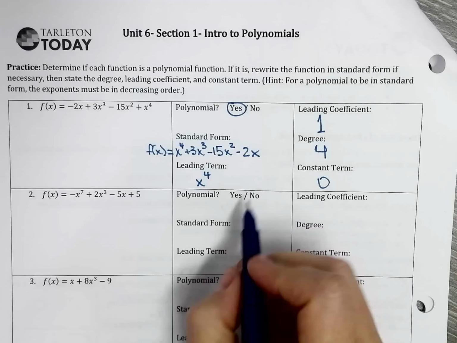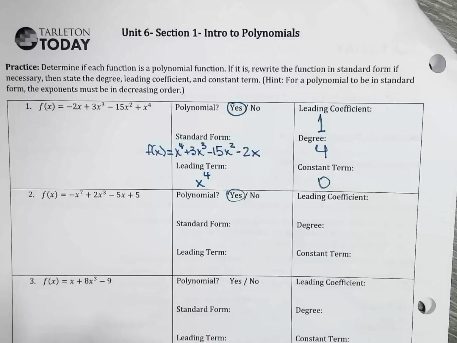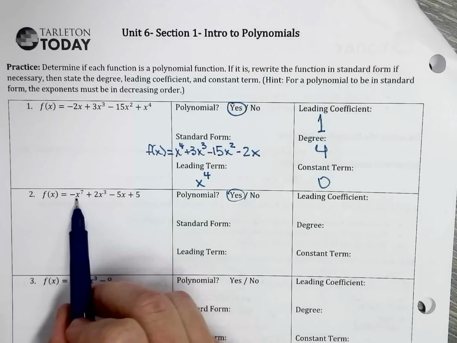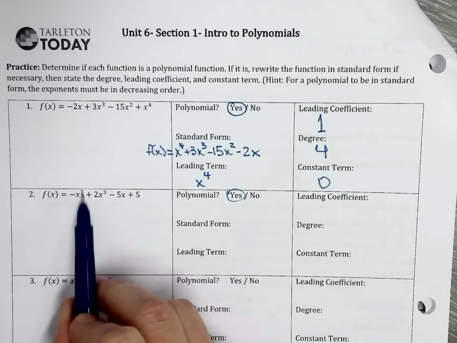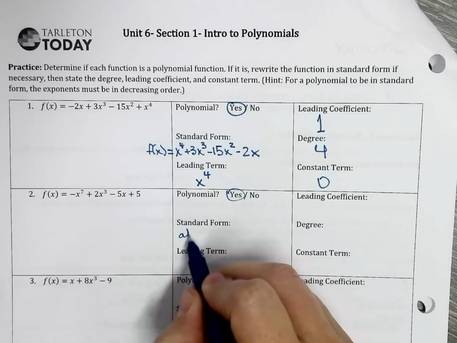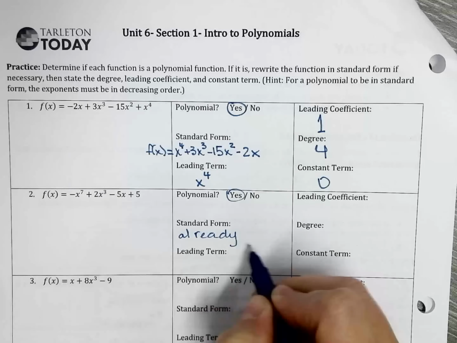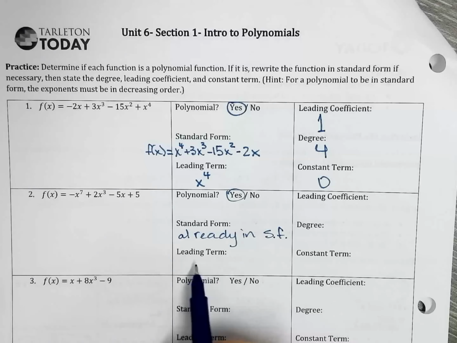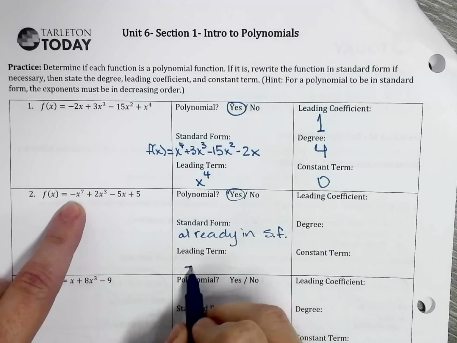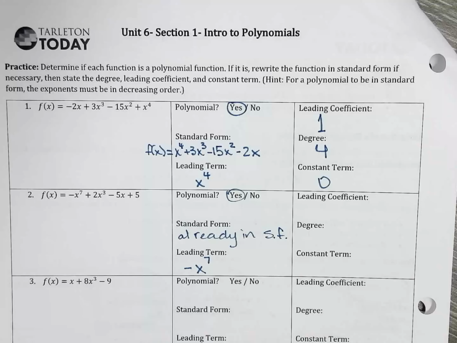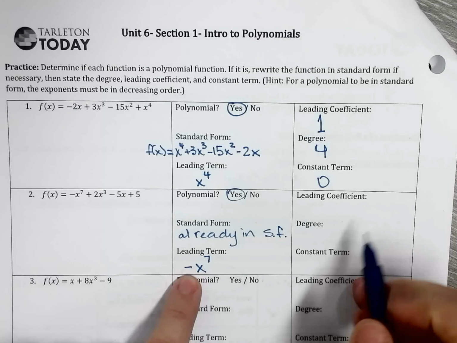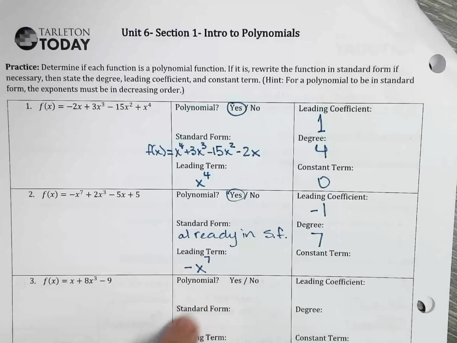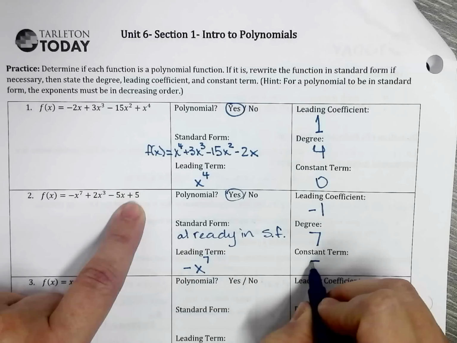The next one, is this a polynomial? Yes, because of what we talked about there. Standard form, we need to check if it's in highest to least exponent. In this case, it's already there, so it's already in standard form. Leading term is the one in the front, or the one with the highest exponent right there. Leading coefficient is the number in front of the leading term, so negative 1. Degree, 7. Constant term is that 5 right there.